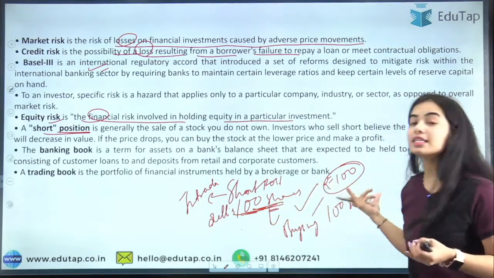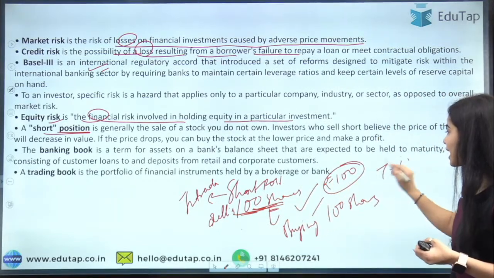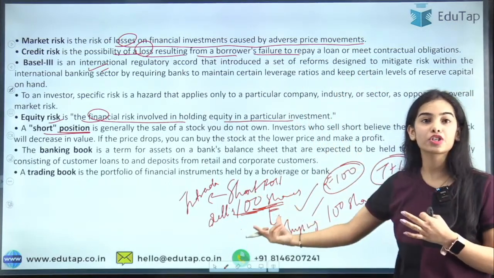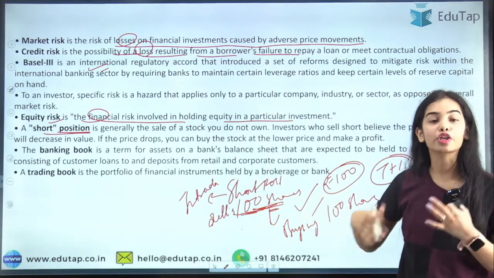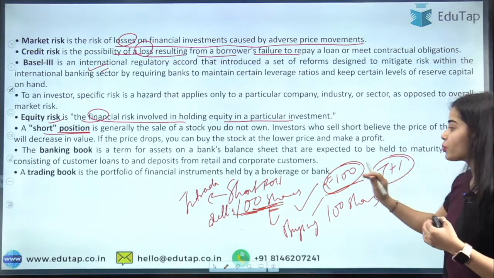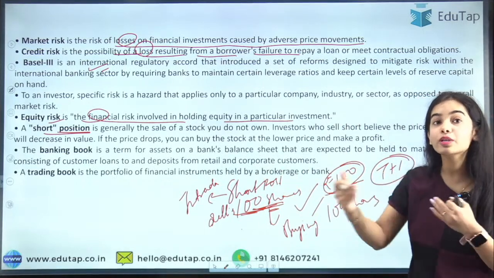Because you have to settle the share at T+1. That is, today you are trading, but tomorrow you have to provide this share. So today you are selling this share. You are saying that I will sell these shares today at rupees 100, but you have to provide the shares tomorrow. That's why you have the buffer of 1 day.